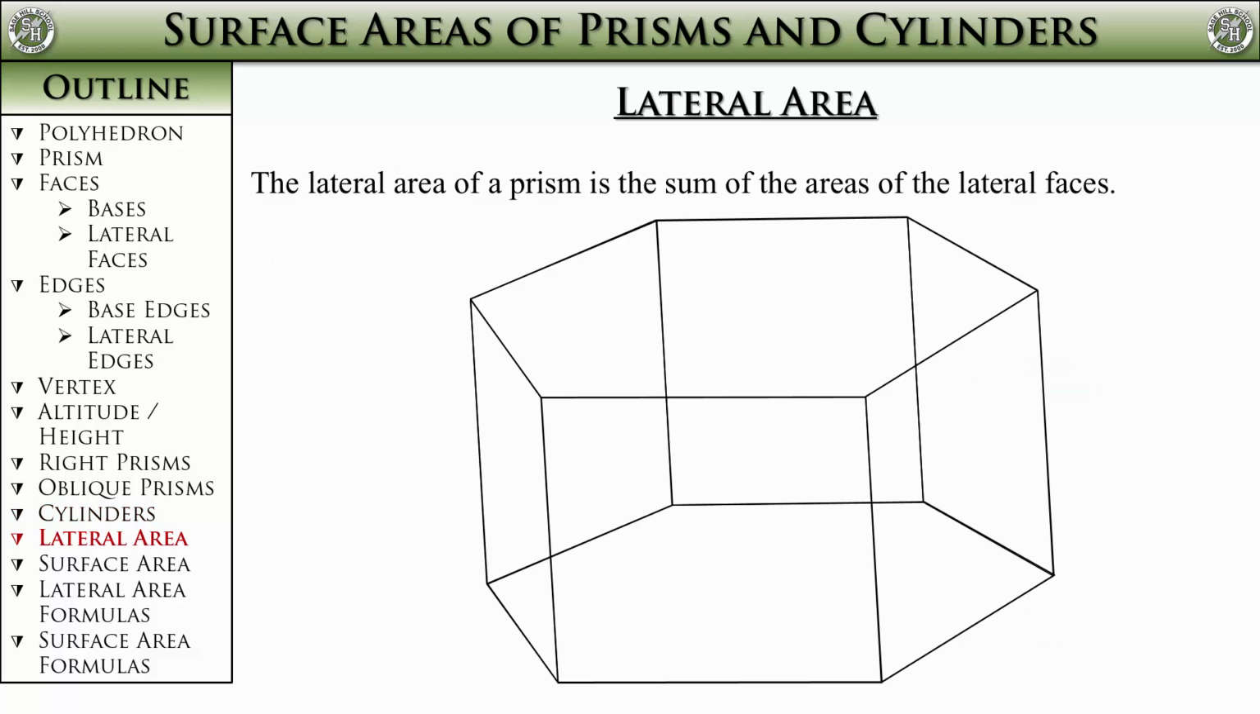Now we get to the areas. The lateral area of a prism is the sum of the areas of the lateral faces. So you could technically brute force it without a formula. You would just individually find the areas for all of these lateral faces and add them up. With lateral area, we mean the area of the whole shape except you leave the bases out. That is the lateral area of a prism.